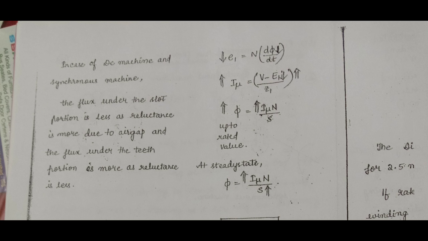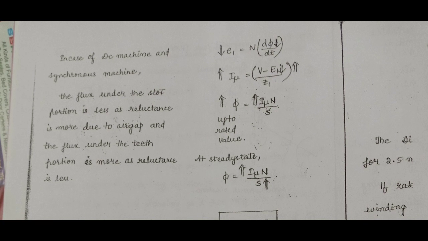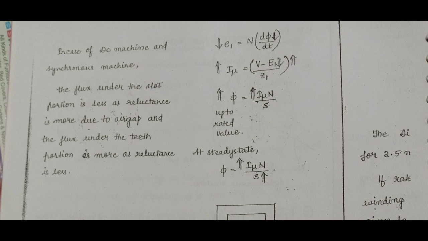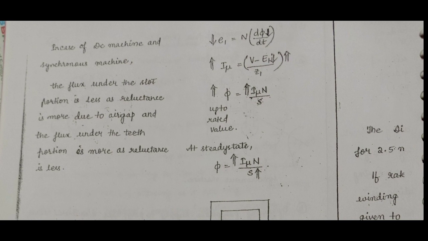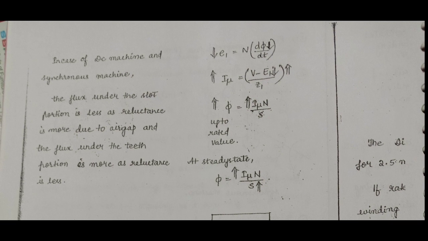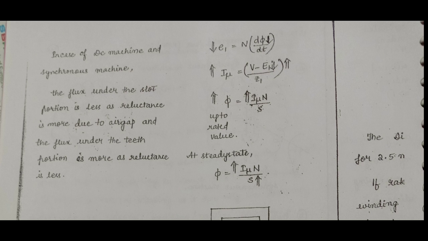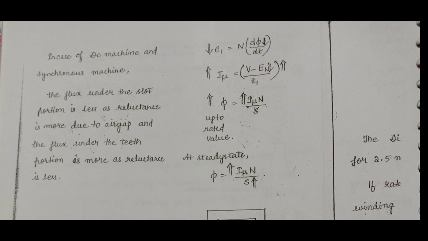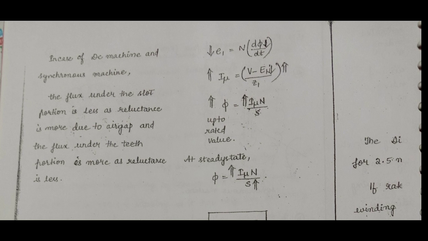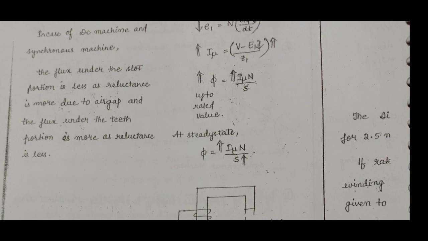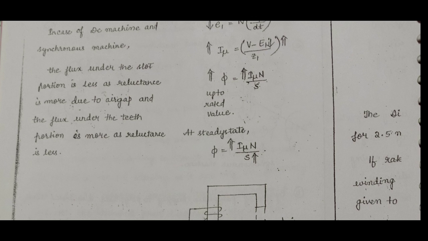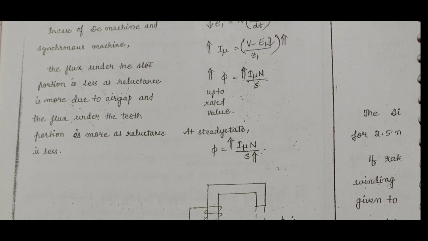So this is E1, the generated EMF or induced EMF. It is always directly proportional to N, the number of turns, and it is also proportional to the rate of change of flux. If the rate of change of flux is less, then EMF is also less. Magnetizing current is equal to (V1 minus E1) by Z1.